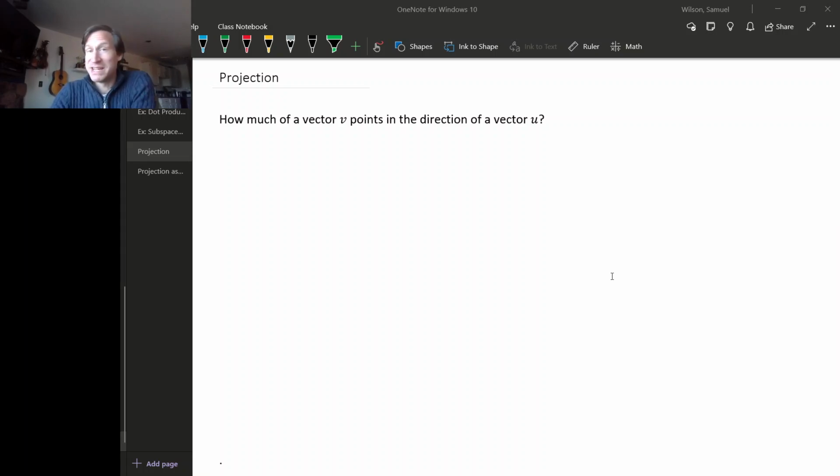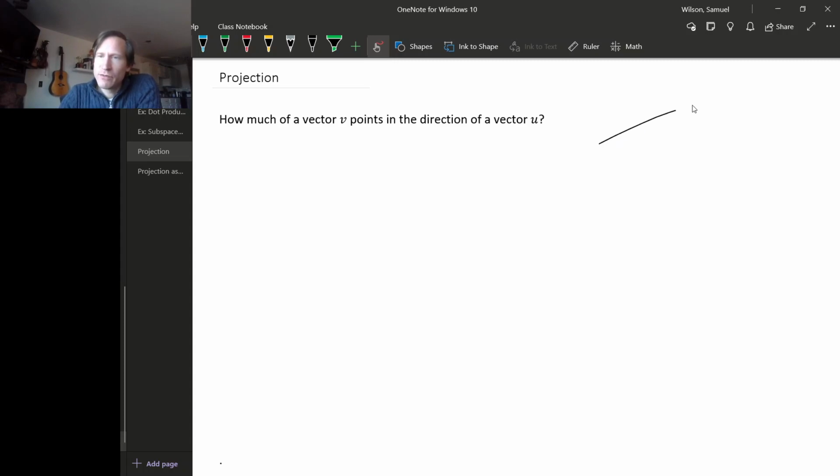The dot product has many other nice applications. To choose just one, let's try to answer this geometric question. How much of a vector v points in the direction of some other vector u? I'm going to draw this picture as if it's in R2, but this really could be happening in any Euclidean space, Rn.